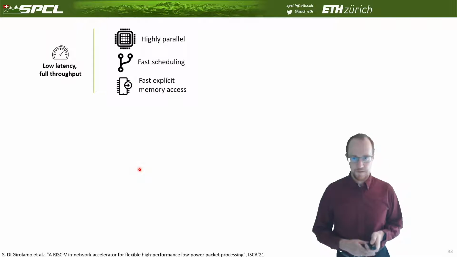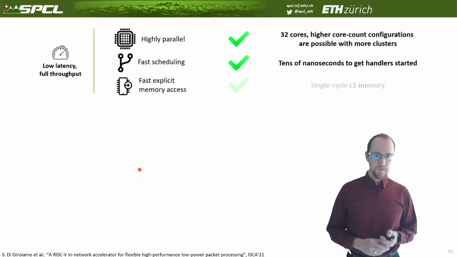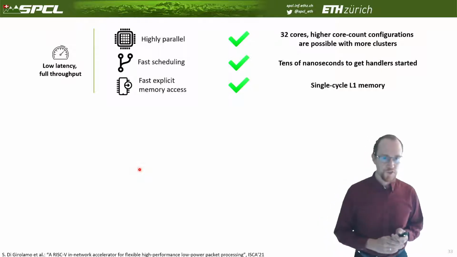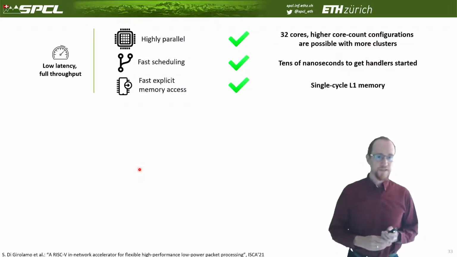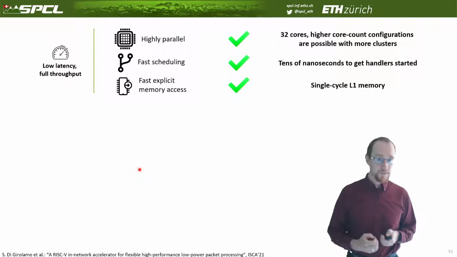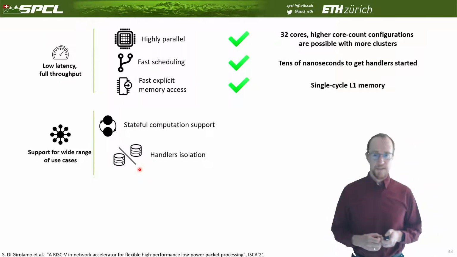Okay, so now I hopefully convinced you that we met all of these requirements. So let me summarize this again. The low latency full throughput requirement is met with the 32 core design that is sufficient for processing all of our use cases, for sufficiently large messages, processing 400G streams. The fast scheduling is tens of nanoseconds. We could actually scale this up. And for explicit memory access, we have an extremely efficient memory subsystem with a single cycle level 1 memory and less than 10 cycles for level 2 memory, which is of a substantial size.